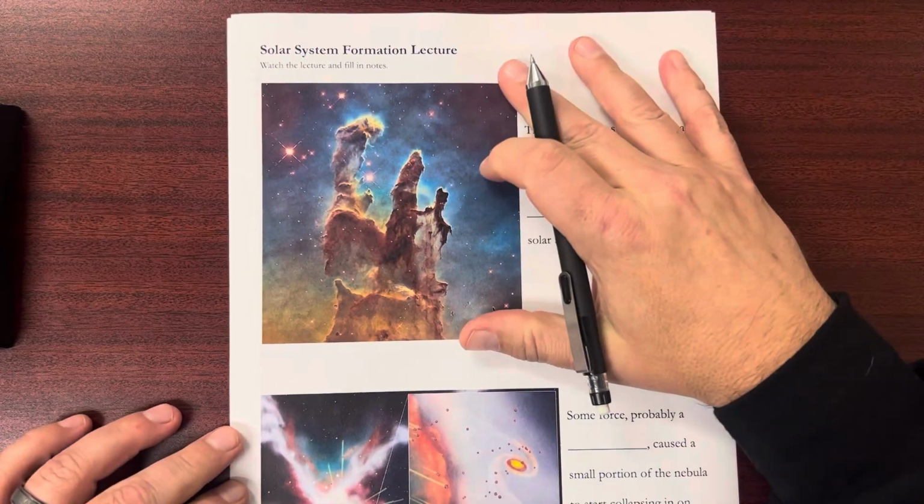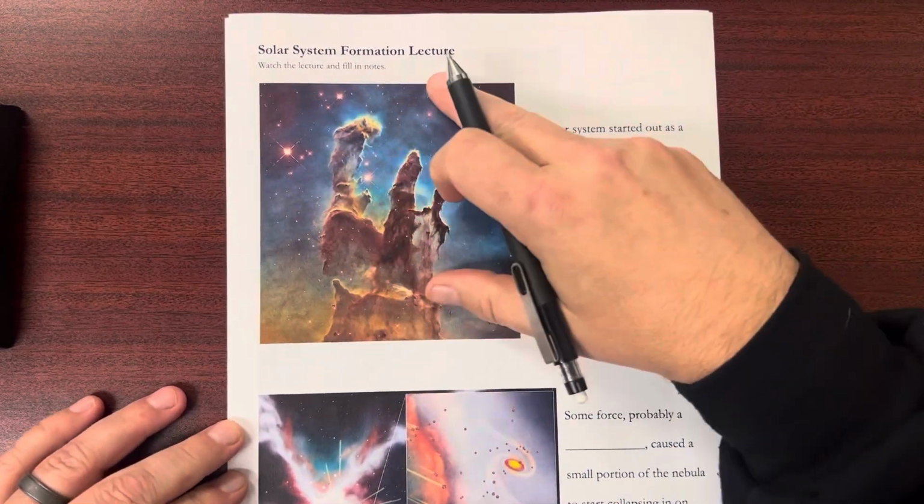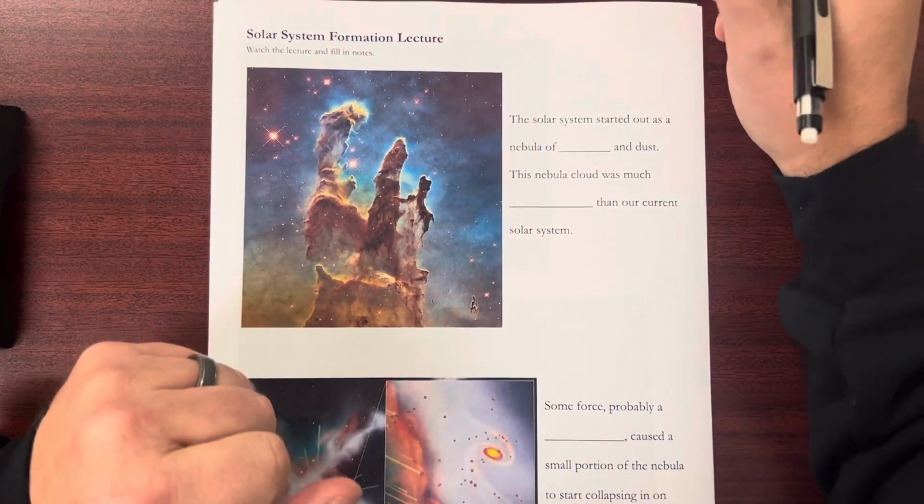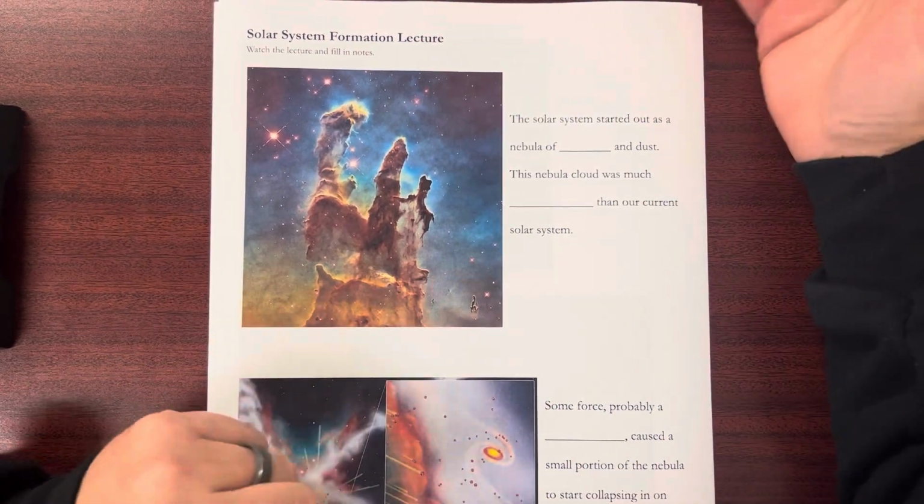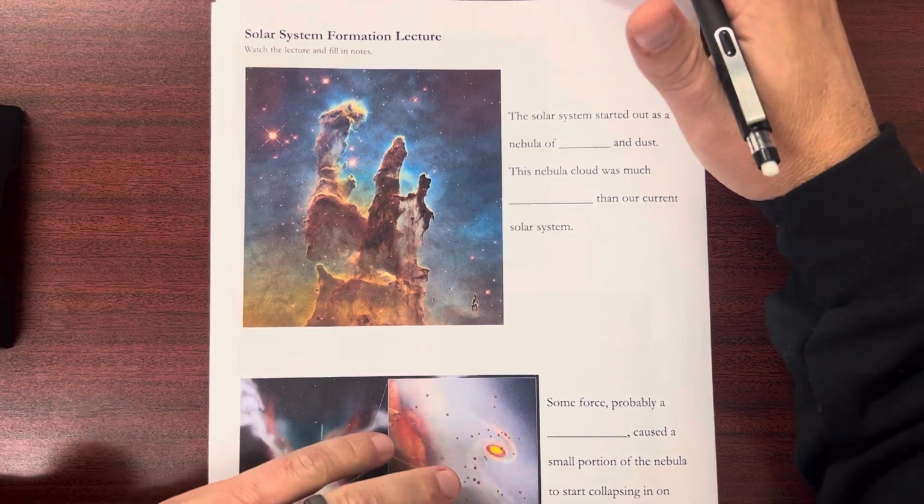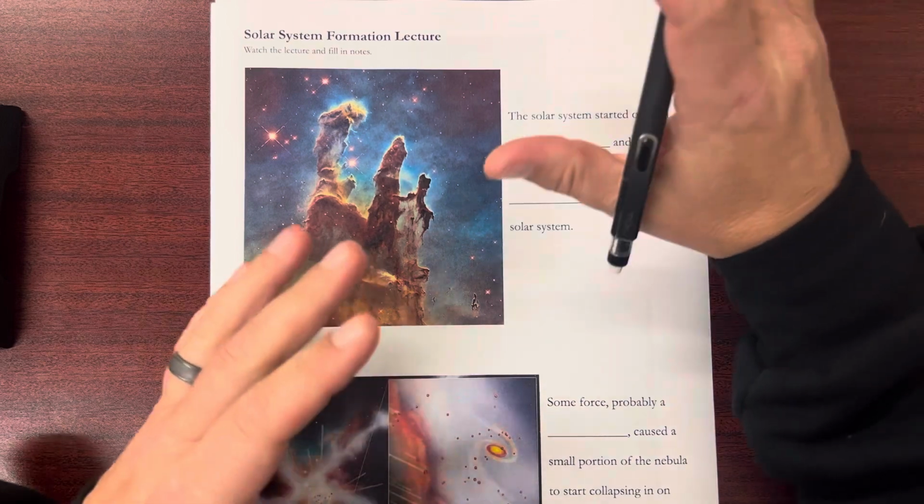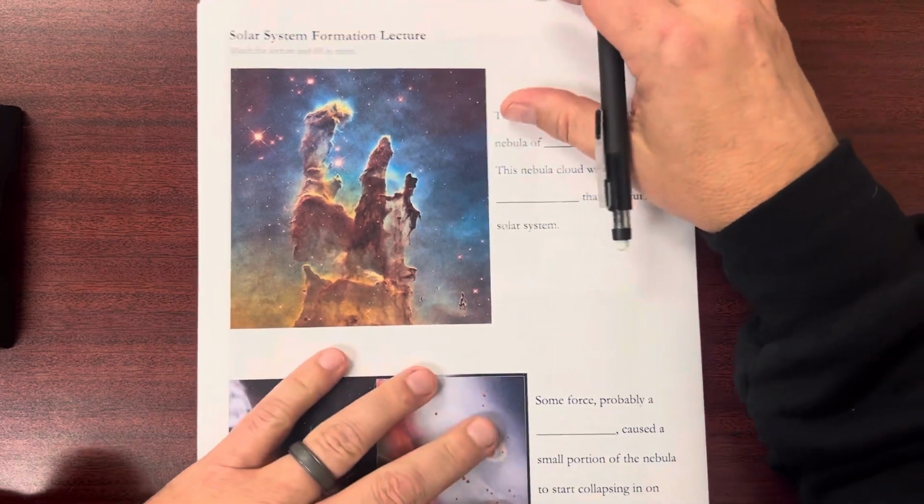Hello, I'm going to go over the solar system formation lecture. So we're just talking about the basics of how our solar system formed. This was about 4.5 billion years ago, 4.6 billion years ago.